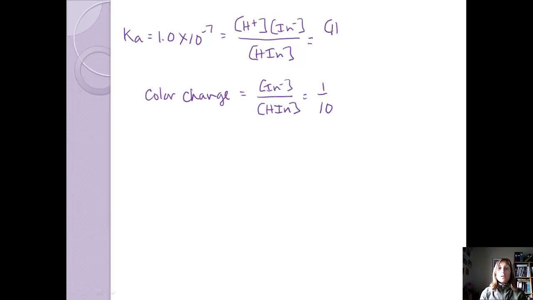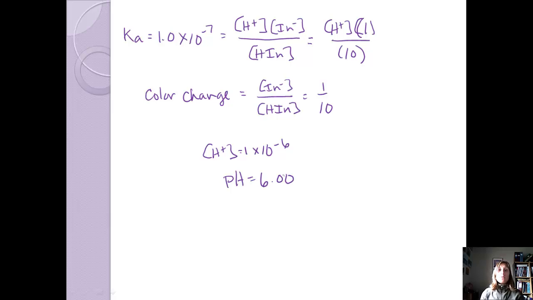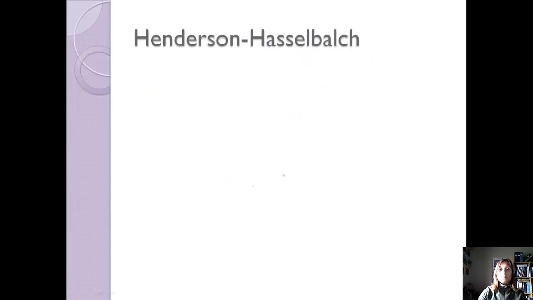So this equals [H+] times our basic form, which is 1, over our acidic form, which is 10. And if we solve for that, we get that our [H+] is equal to 1 × 10^-6, which gives us a pH of 6. So at a pH of 6, we should see the color change.